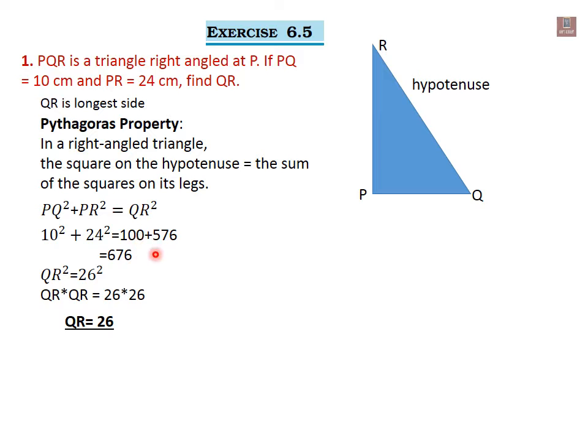100 plus 576 is equal to 676. So what is this value? 676 is nothing but 26 square. So QR square means QR into QR, and 26 square means 26 into 26. So QR value is equal to 26.